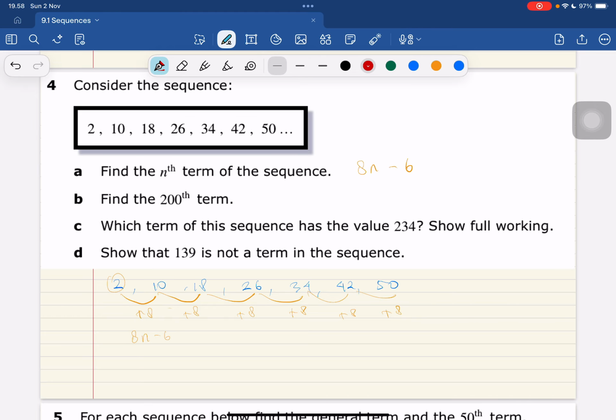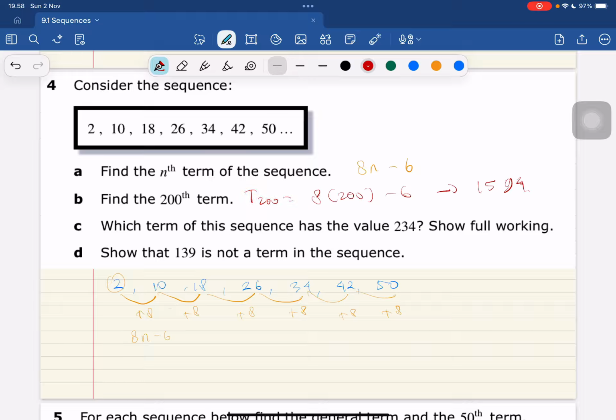Next, find the 200th term. So T200 is going to be 8 times 200 and then we minus 6. So this will give us the answer of 1594.